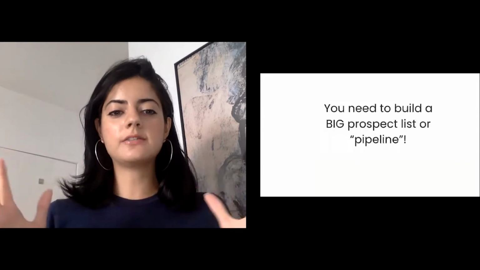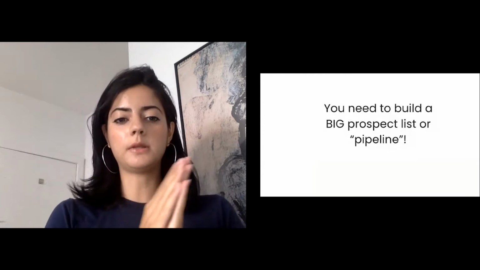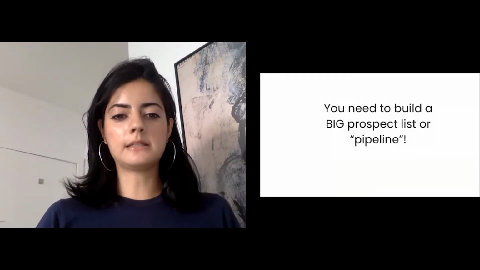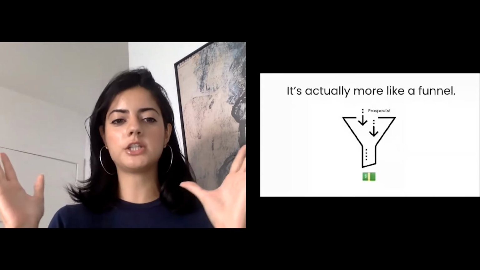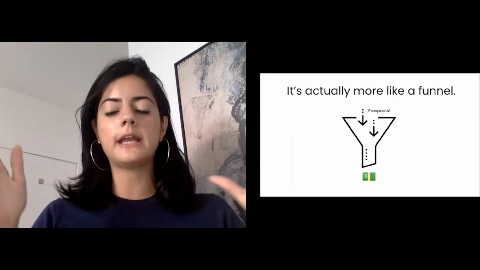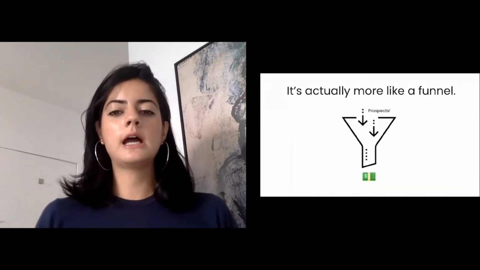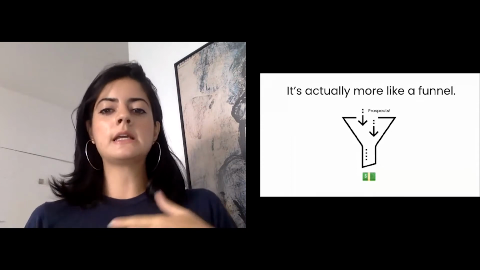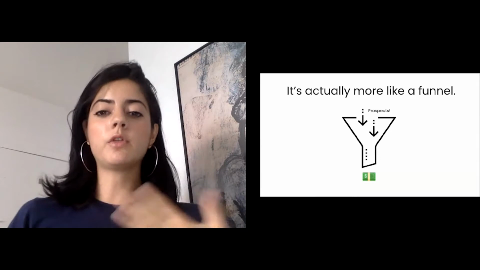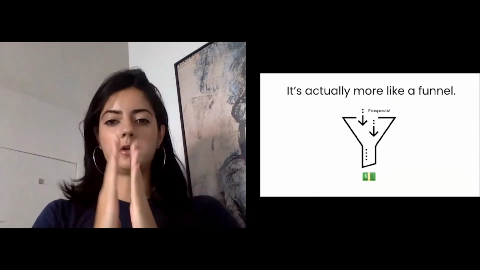With this list of contacts, you're going to want to make a big prospect list that will become your sales pipeline. And this sales pipeline is actually shaped like a funnel, right? At the top, you're going to have hundreds of prospects who you initially reach out to. Some of them will respond. Some of the people who respond will agree to get on the phone with you. And then some of those people will actually agree to sponsor your event. And so it'll funnel down, right?